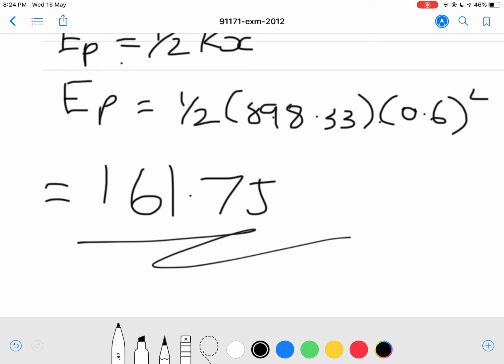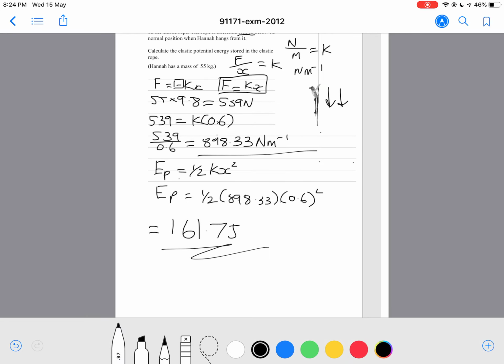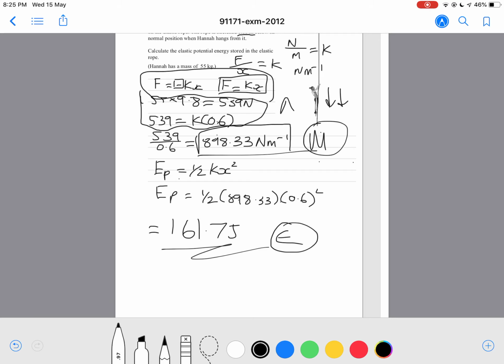And getting this answer, it should be getting you an excellent grade. Like, this is pretty high level stuff. Finding the spring constant, which is here, finding 898.33, that's a merit part. And just acknowledging that F equals mg and F equals kx, so basically just here, yeah, that's an achieved here.